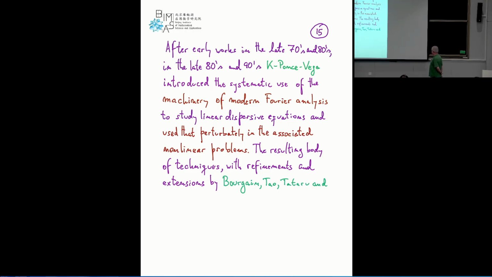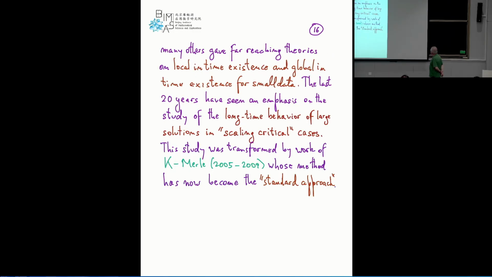And the resulting body of techniques, with refinements and extensions by people like Bourgain, Tao, Tataru, and many others, gave far-reaching theories on the local in time existence of solutions to nonlinear dispersive equations and the global in time existence for small data. So in the perturbative regimes, you could pass from the estimates in the linear problems to the nonlinear regime. Okay? Okay, so far so good.